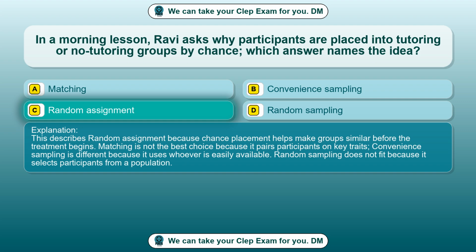This describes random assignment because chance placement helps make groups similar before the treatment begins. Matching is not the best choice because it pairs participants on key traits. Convenience sampling is different because it uses whoever is easily available. Random sampling does not fit because it selects participants from a population.